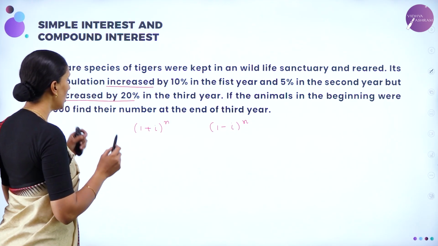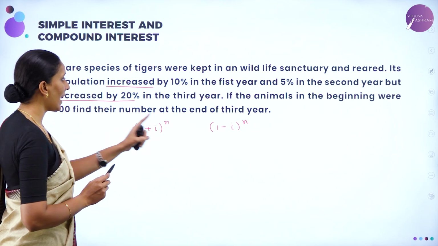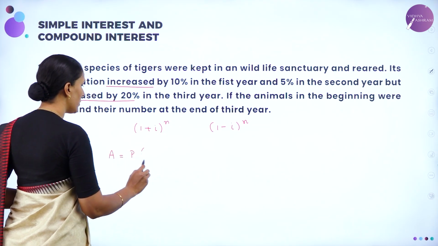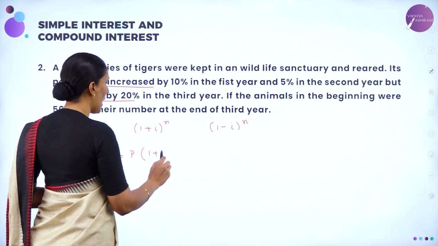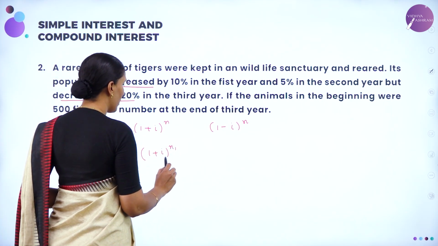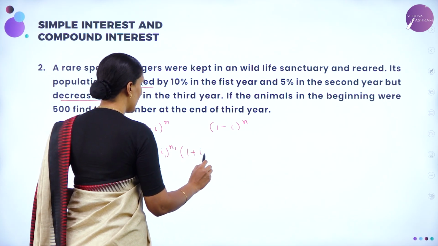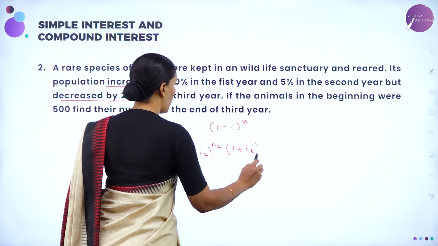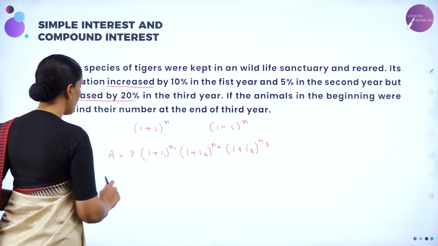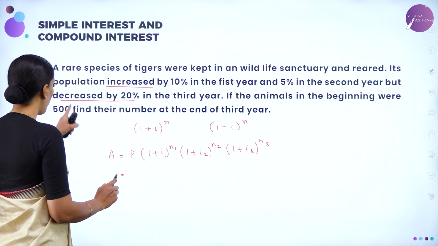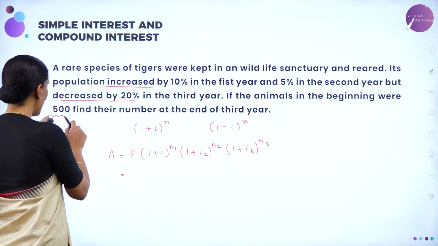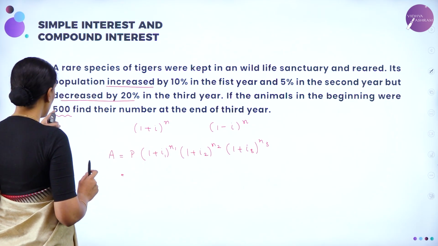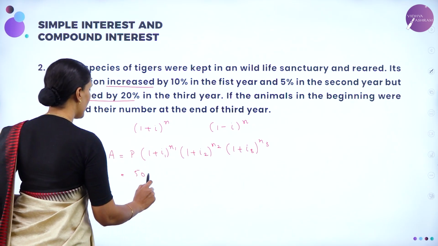Now see here, we have 3 different rates. To calculate the total number of tigers at the end of the third year, A is equal to P into 1 plus i1 whole power n1, similarly 1 plus i2 whole power n2, 1 plus i3 whole power n3. Now observe here, we have the number of tigers initially. This is always the initial value and the amount will be the final value of the population. So therefore, the principal is 500 here.